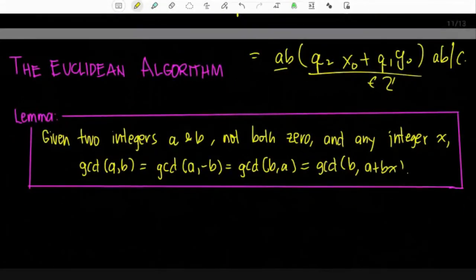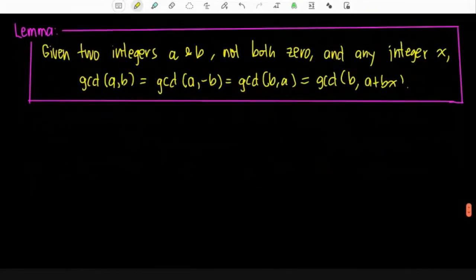Given two integers A and B, not both 0, and any integer x, then the GCD of A, B is equal to GCD of A and negative B, which is the same as GCD ng B, A, kahit baliktarin mo, which is the same as GCD ng B, A plus BX. I'll no longer show this and will proceed with the Euclidean algorithm, pero this is a very important lemma. Okay?